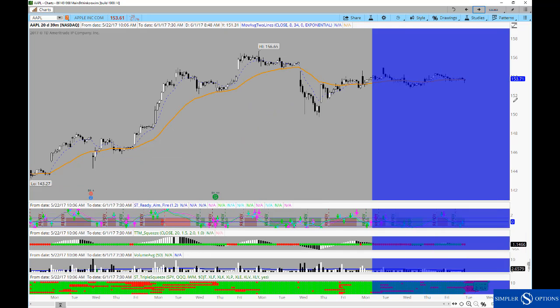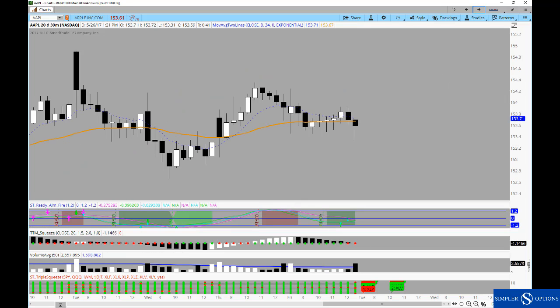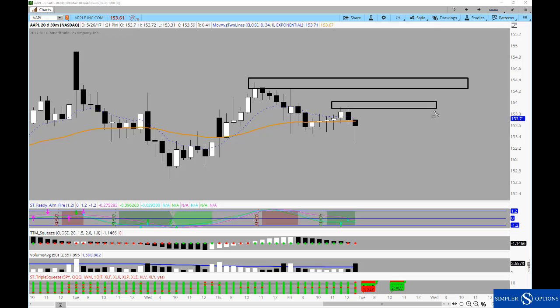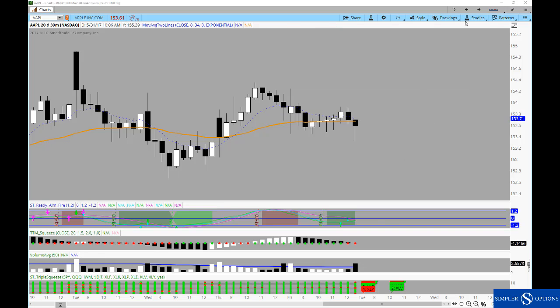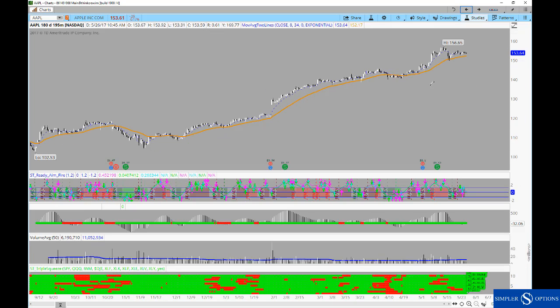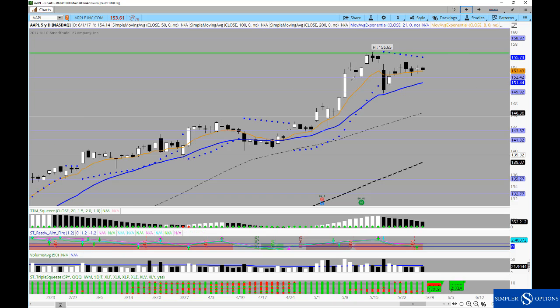So what you could do on this too is give yourself the chance to let it clear a previous swing high off of the 39-minute chart. You could use either of these depending on how aggressive you want it to be, but let it clear those levels and then look for those bigger squeezes to carry you up into a fresh new high. So that's one that I think hasn't quite made the move yet.